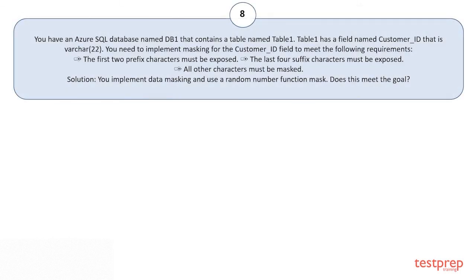You have an Azure SQL database named DB1 that contains a table named Table1. Table1 has a field named Customer ID that is varchar(22). You need to implement masking for the Customer ID field to meet the following requirements. The first two prefix characters must be exposed. The last four suffix characters must be exposed. All other characters must be masked. Solution: you implement data masking and use a random number function mask. Does this meet the goal?